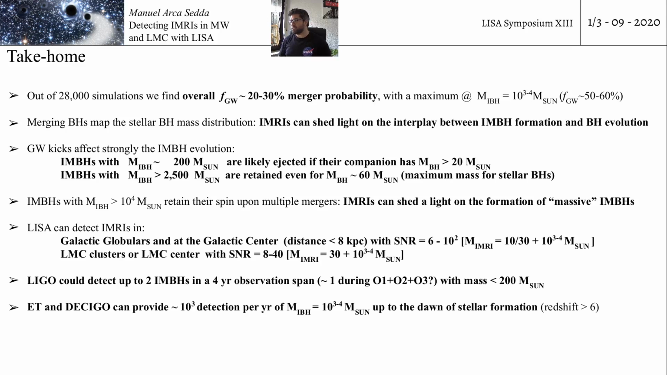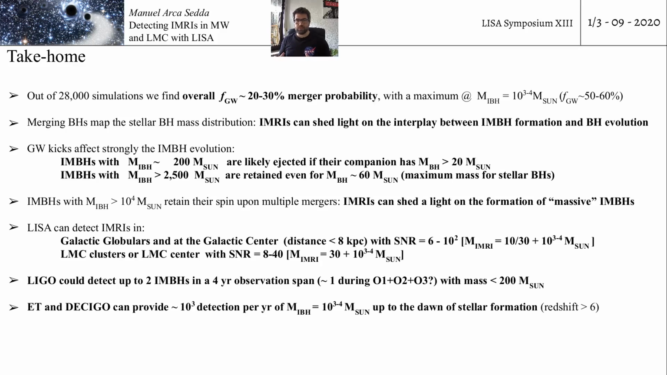So with this last slide, I want to leave you my main take-home messages. We analyzed IMRI formation. We found that IMRIs have a merging probability of 20 to 30% in star clusters, and we have shown how these IMRIs can be used to shed a light on the interplay between IMBHs and stellar mass black holes, and on the IMBH formation process, whether it formed with an already large mass or from the stellar black hole mass ranges. And we have shown that we can observe this in the galactic environment, especially within the innermost 8 kiloparsecs from us, but also in the Large Magellanic Cloud.